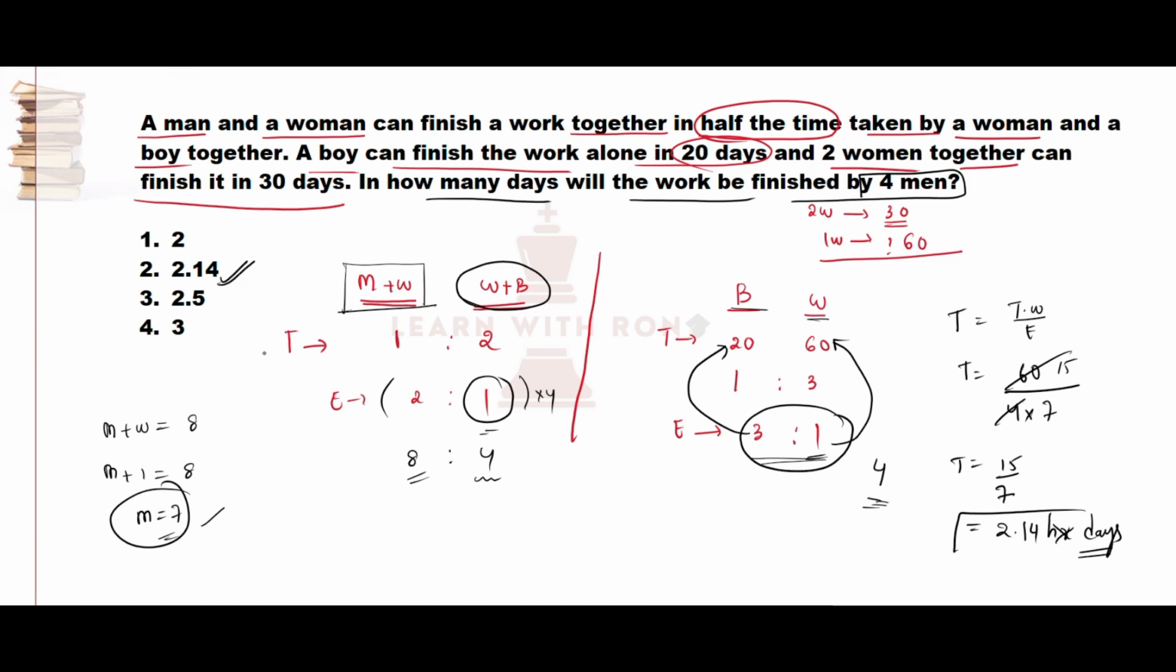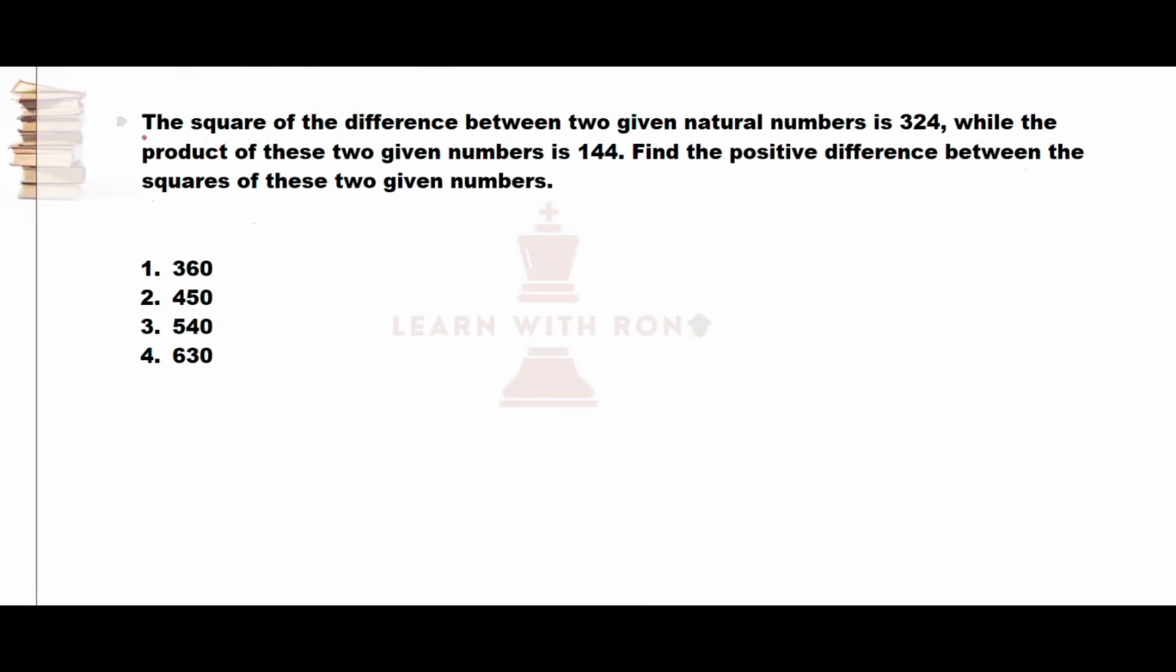Let's see the next question. See this question. Here they have given that the square of the difference between two given natural numbers is 324. Let us suppose x and y are two natural numbers and the difference between them is x minus y. The value 324 here is the square of the difference. So, (x minus y) whole square is 324. This is nothing but 18 square, right? So, from this we got x minus y value as 18.